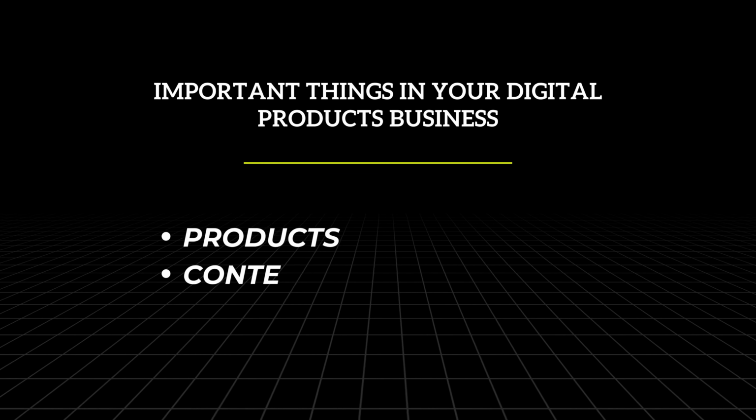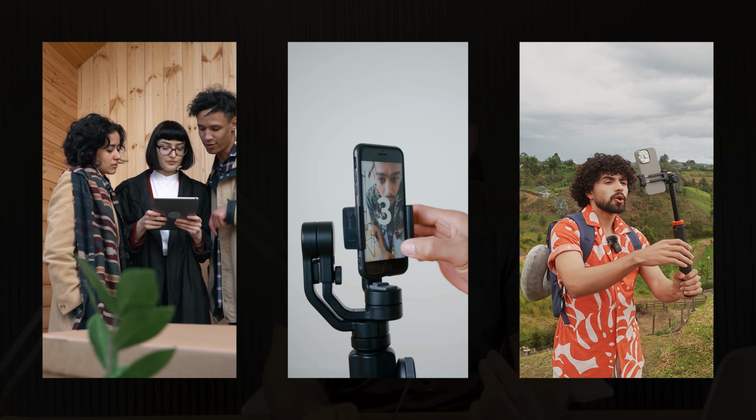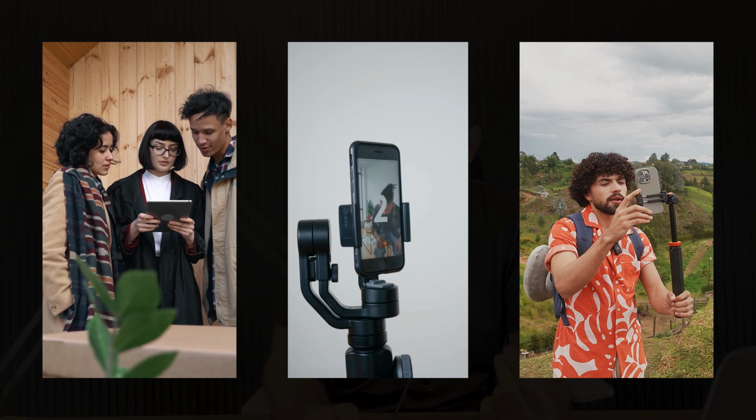Whenever you start your own digital product business, there are two things which are very important. The first thing is your product, as you all know, and the second thing is your content and ads. Now your content is very important because if you cannot create viral content that is targeted to a specific country, you are not going to sell any kind of products.